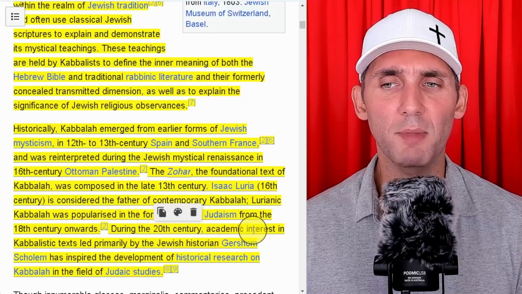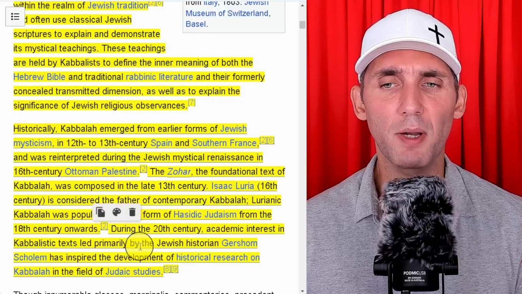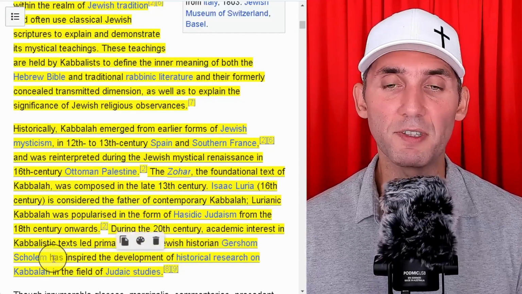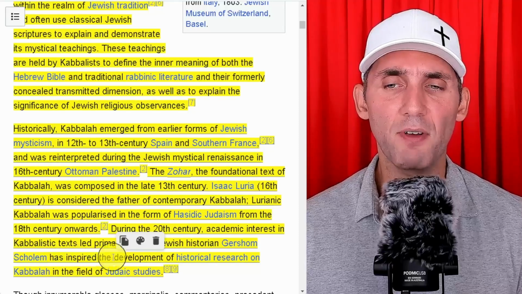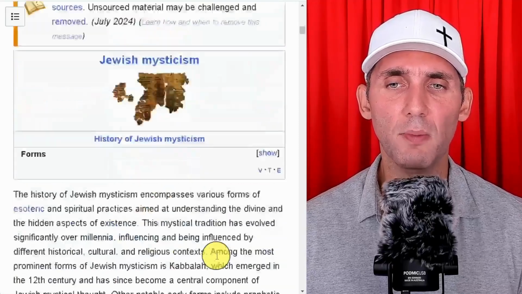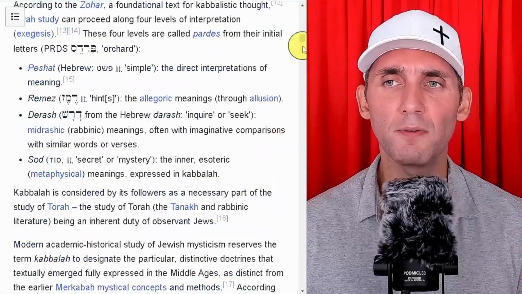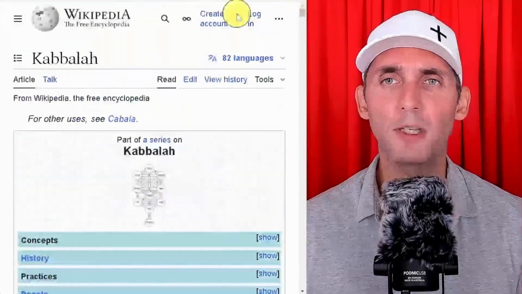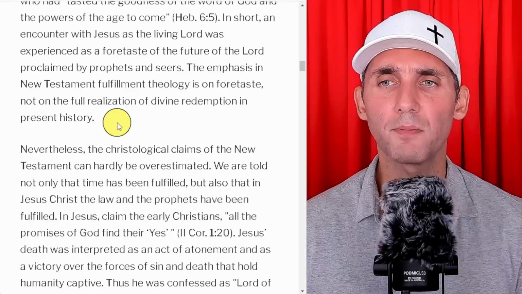During the 20th century, academic interest in Kabbalistic texts, led primarily by the Jewish historian Gershom Scholem, which we're going to get a quote from in just a second, has inspired the development of historical research on Kabbalah in the field of Judaic studies. So Kabbalah is very much an integral part of Judaism and the Jewish ideal. We're going to look at a quote from Gershom. Remember, he's a Jewish historian.